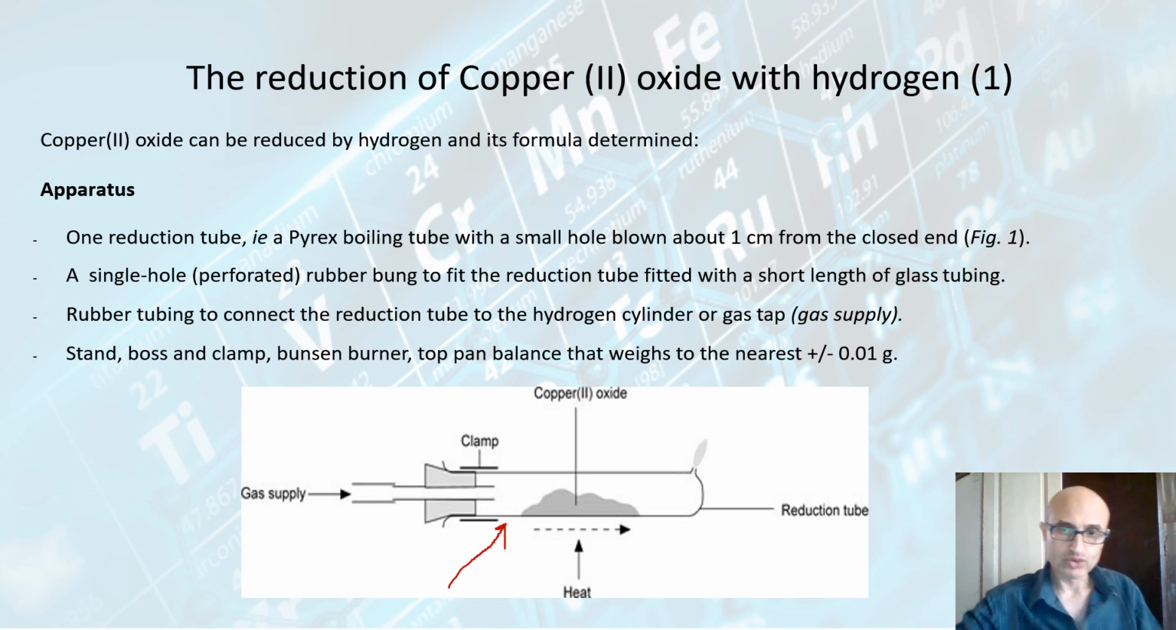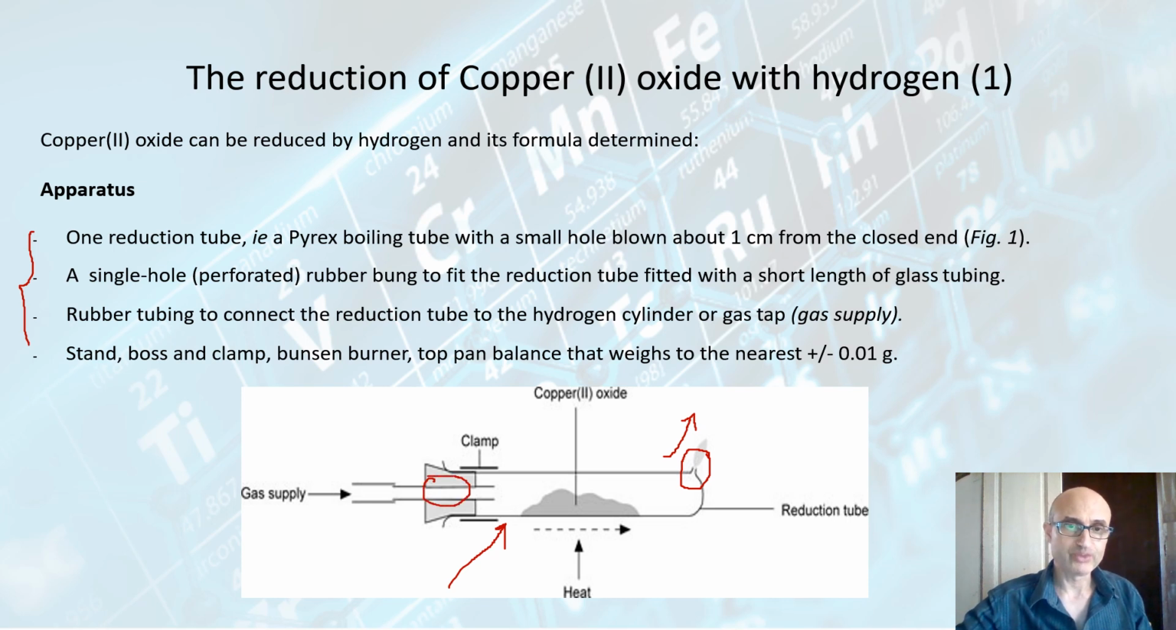Now, do note that the reduction tube is a special design of tube because right over here it's got a little nozzle. This is an exhaust nozzle where excess hydrogen, which does not react with the copper 2 oxide, can escape. Basically the idea is this. First of all, in these bullets over here I've just listed the equipment. So you've got the reduction tube, which I've already outlined. Do know that you also have a rubber bung, which is a single hole, as you can see. It's a perforated single hole rubber bung.